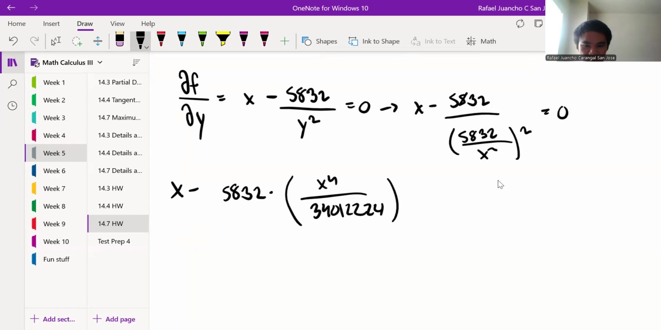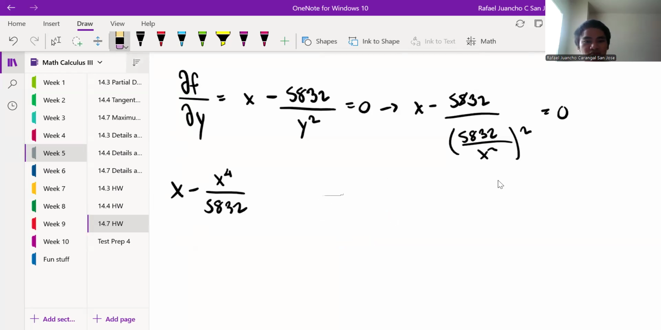So I can't. What if I just divide it? Then what I do next is I divide it by 5832, and I get 5832 multiplied by 1. So I actually just get x to the fourth over 5832. That's what I get, and that's equal to 0. Then I solve for x here.